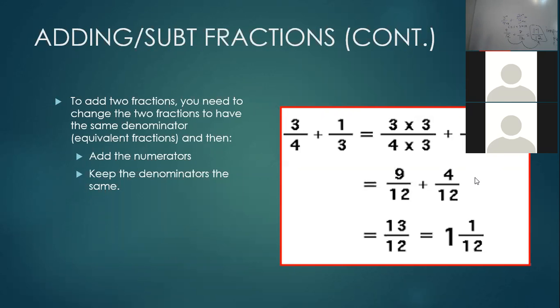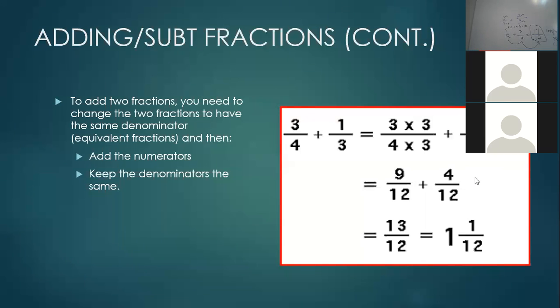Now, I realized I went really in depth with that, and it's kind of beating a dead horse, but I'm trying to hammer in the concept. You've got to have the same number on the bottom. Until you have the same number on the bottom, you cannot add those fractions together.